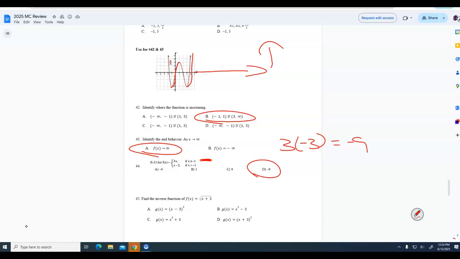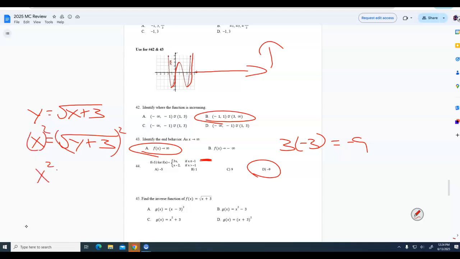Number 45, we go back to inverses, which we learned earlier. Y equals the square root of x plus 3. If I want to find the inverse, x, y, we switch them. I'm going to square both sides. X squared equals y plus 3. X squared minus 3 equals y. So x squared minus 3 is my inverse.